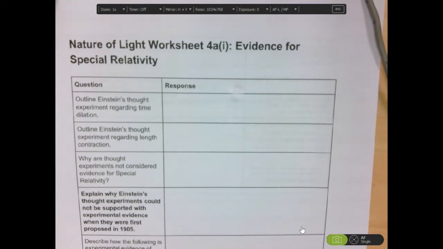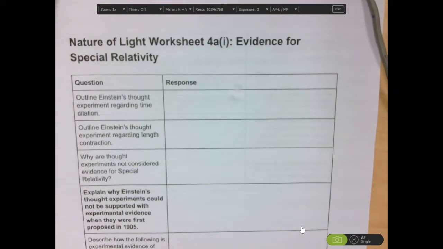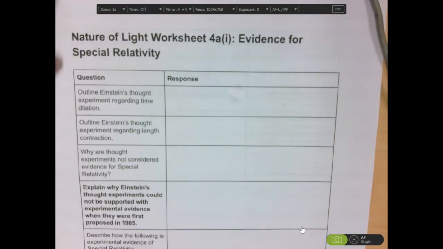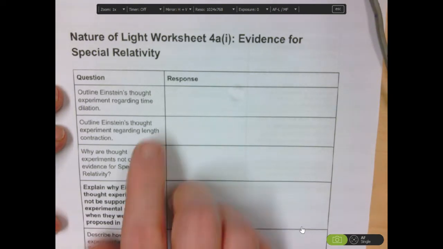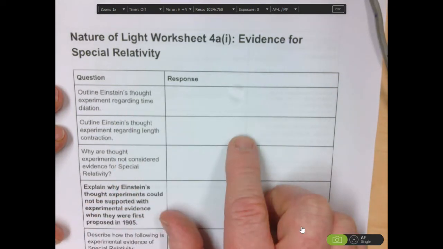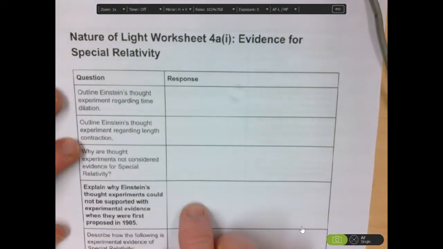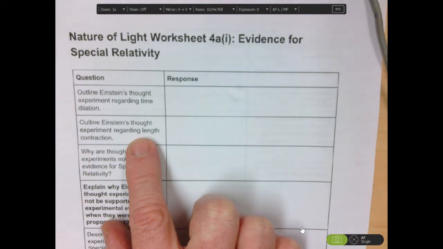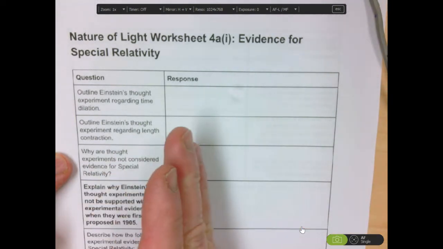the syllabus dot point says that you have to supply evidence in 3 different categories. So what you're going to do firstly is outline very briefly, please don't spend a lot of time here, Einstein's thought experiment for time dilation. That's the one which has the mirrors going up and down as the object is moving sideways. This is Einstein's thought experiment on length contraction. This is the train or the bus where it's moving sideways and the mirrors are at one end.